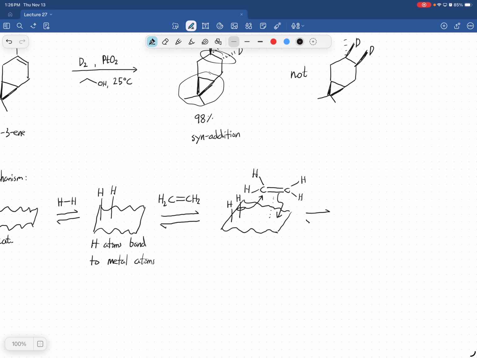So let's draw the result of that. All right, so here we could say the alkene binds, okay? First H atom transfers to carbon. So the first hydrogen will transfer to carbon.